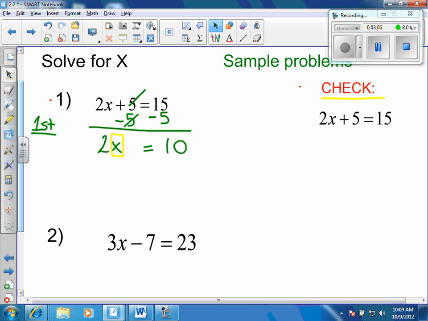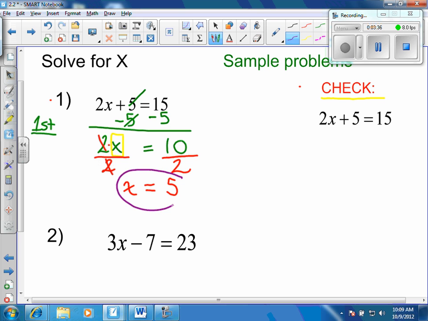Does that make sense? So now, the operation that's happening between the 2 and the x is multiply. So I'm going to undo the multiplication with the opposite operation. And fraction bars mean divide. So I'm going to divide both sides by 2. And 2 divided by 2 cancels out to be a 1. So now we have just an x, and x is 5. And that should be correct, but it's really easy to make a careless mistake. So you want to make sure you understand how to check your work.